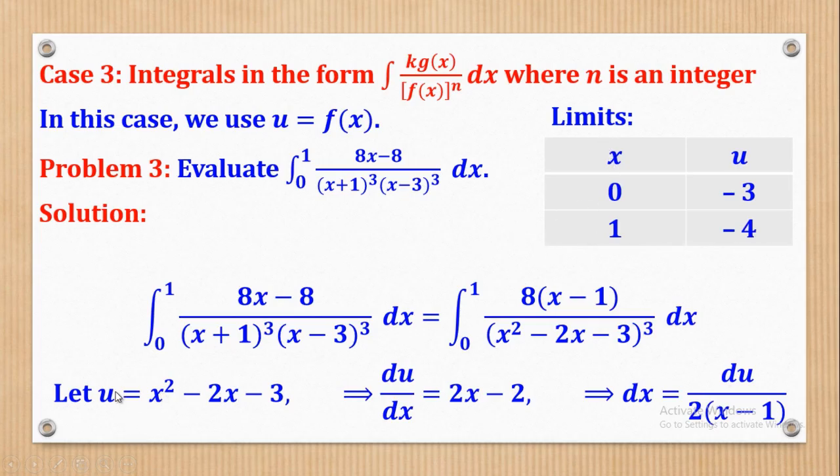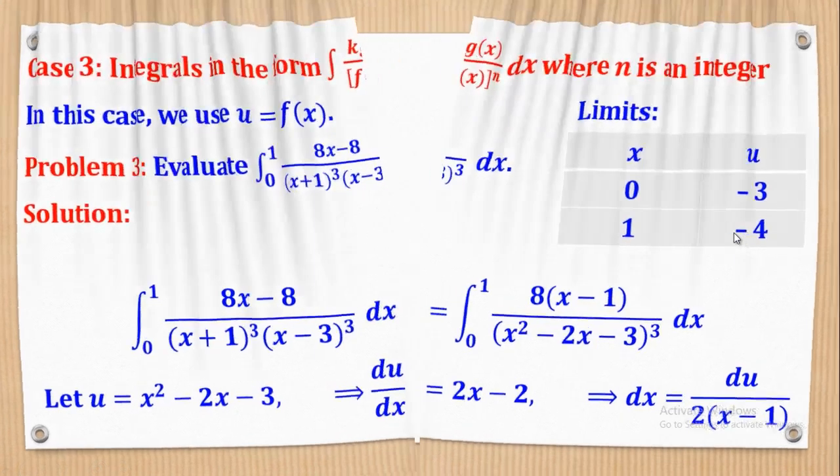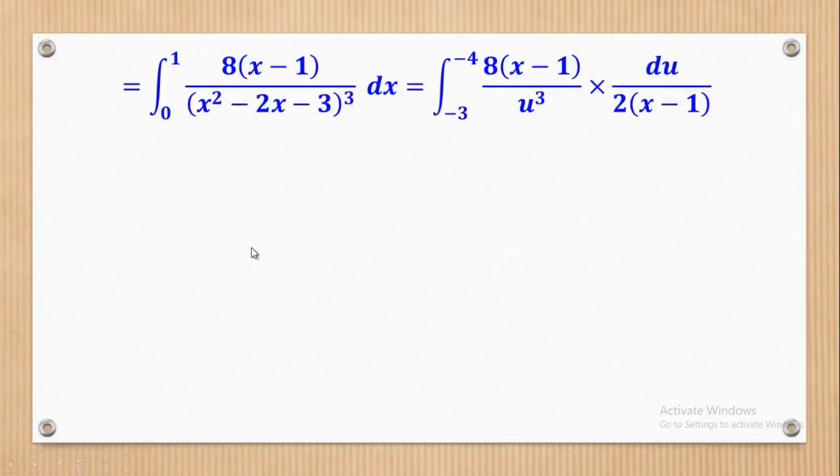Now that I've got dx, I also have to get the limits. So remember, my u is equal to this. When x is equal to 0, I substitute 0 here to become 0 minus 3, so in the end I'll get u as negative 3. When x is 1, I substitute 1 here, it will become 1 minus 2 minus 3, so in the end I'll come up with negative 4. Now that I've got the limits and the value of dx, I'll substitute. So for 0, I'll replace it with negative 3. For 1, I'll replace it with negative 4.